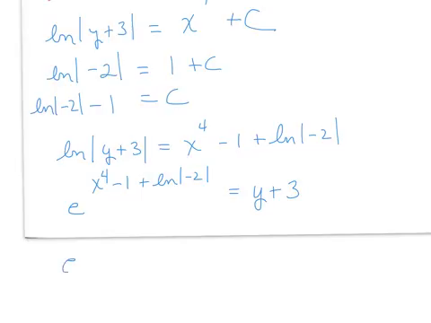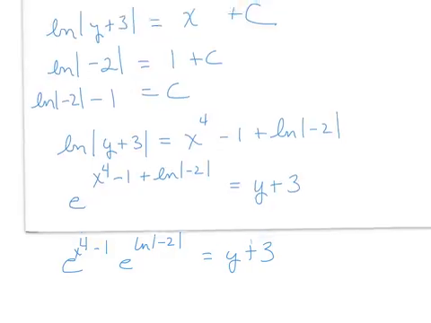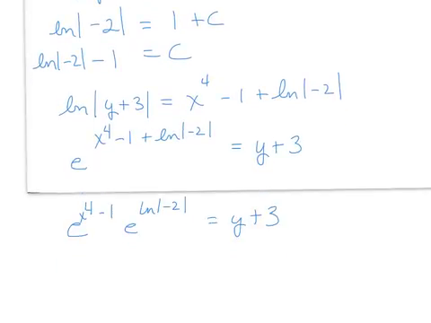And we can rewrite this. It's e to the x to the 4th minus 1 times e to the natural log of the absolute value of negative 2 equals y plus 3. And what is e to the natural log of the absolute value of negative 2? Negative 2. So we're going to have negative 2 times e raised to the x to the 4th minus 1, minus 3 equals y.